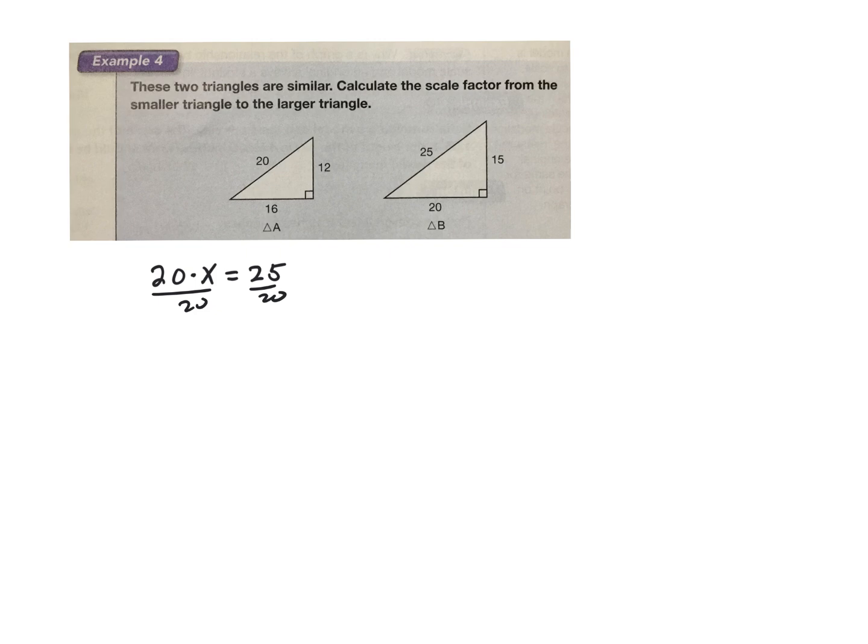So that scale factor is going to be x equal to 25 over 20, but 5 goes into both of those. This one 4 times, that one 5 times. So the scale factor would be 5 over 4. So notice if I multiplied any one of these lengths by 5 over 4, it'd give you the corresponding length on the larger triangle.